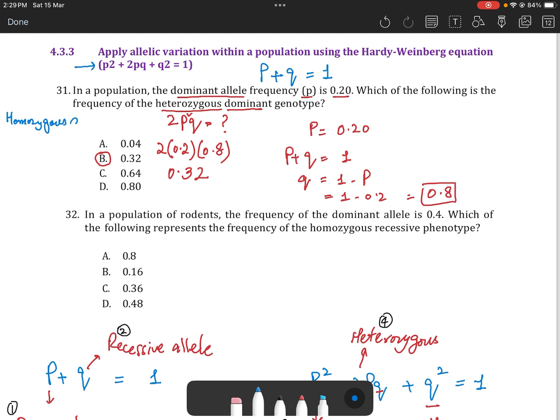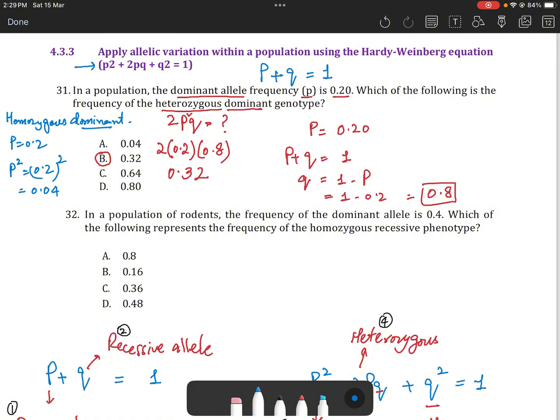So how will you find homozygous dominant? You already have the dominant allele, that's 0.2, so p is 0.2. Now we want to make it homozygous, it means p square. If you take the square of one side, you need to take the square of the other side, so the answer will be 0.04.